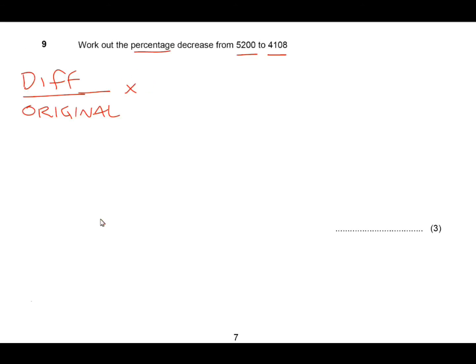Question 9. Work out the percentage decrease from 5,200 to 4,108. So you need to remember that the percentage change is the difference between the two amounts divided by the original. And then, because it's a percentage, we multiply by 100%. So let's work out the difference between the two amounts. Just use your calculator. You don't have to use column methods or anything.